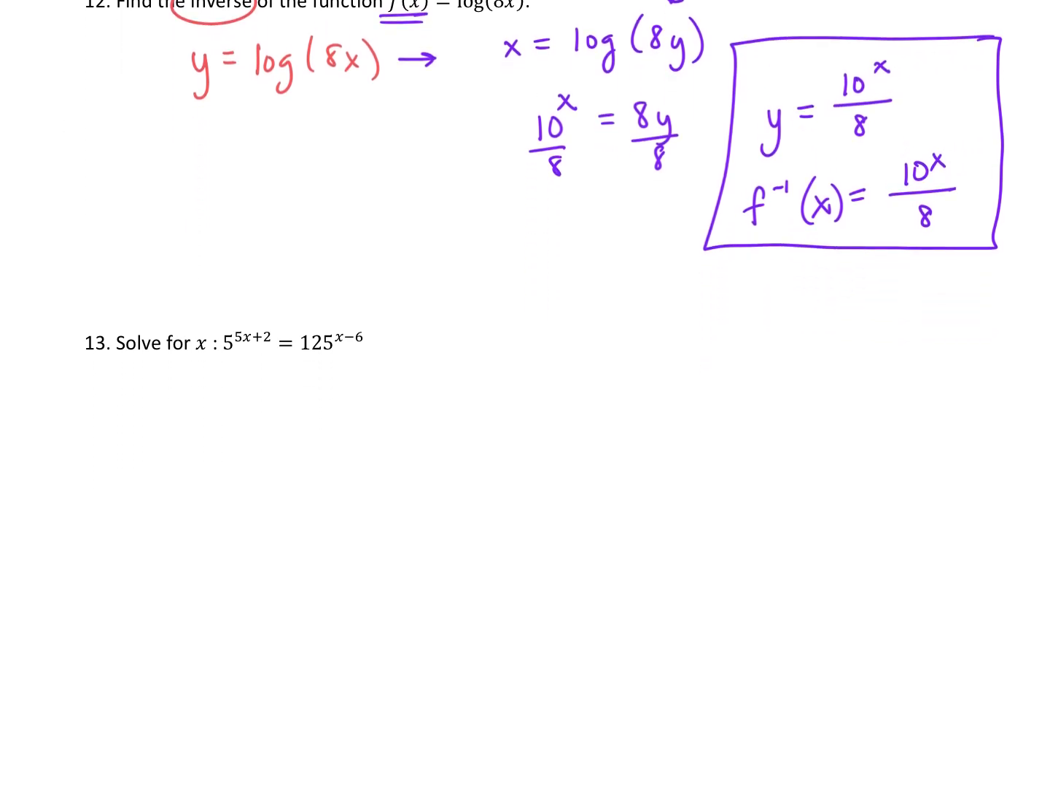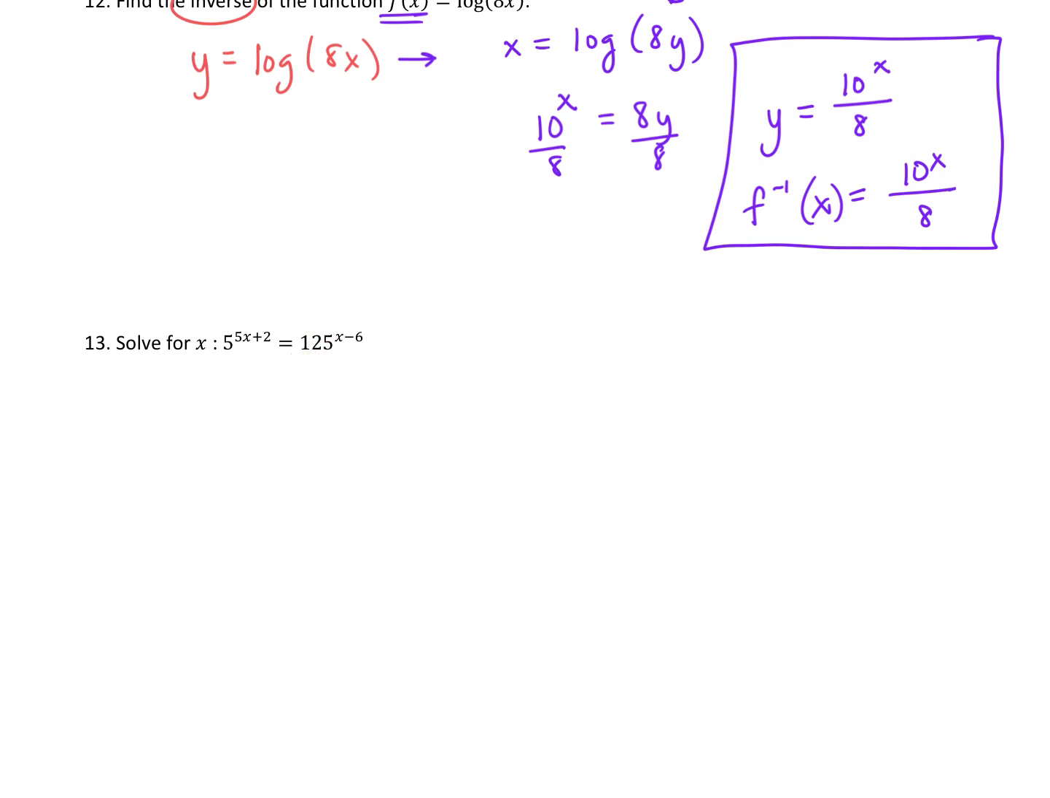All right, number 13, solve for x. We have 5 to the 5x plus 2 power equals 125 to the x minus 6. So in Algebra 2, this was the first time that you guys started solving for variables that were exponents. We hadn't done this before. One method we learned how to do this was to see if we could get a common base across our equation. The left side has a base of 5. Can we rewrite 125 as a base of 5?